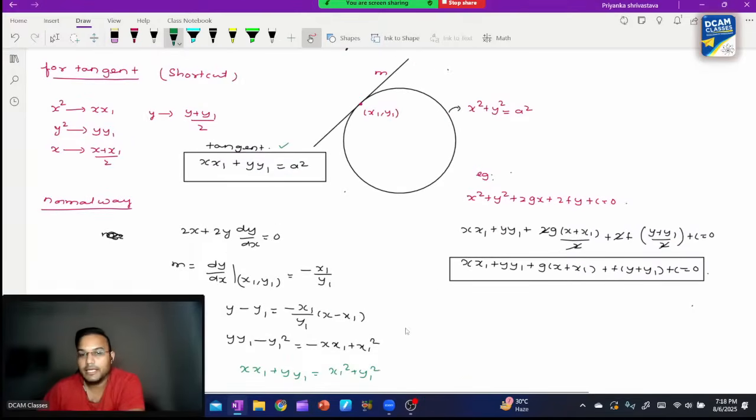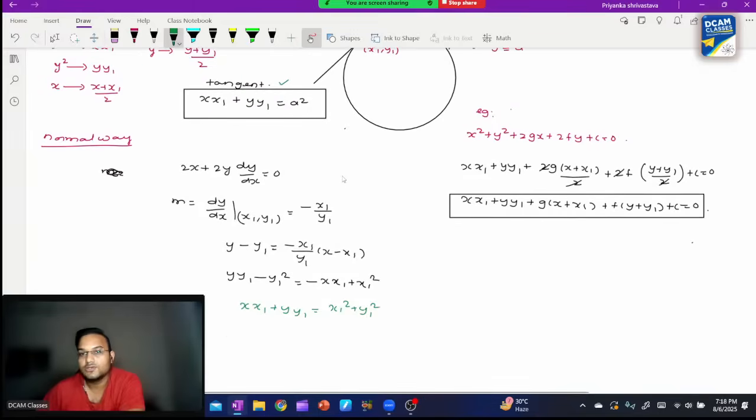Here we have to apply one more thing, because (x1, y1) is a point which is lying on the tangent, and also it's lying on the circle, so it should satisfy it. x1 square plus y1 square must be equal to a square. We'll put it here, that's why we'll get this equation.